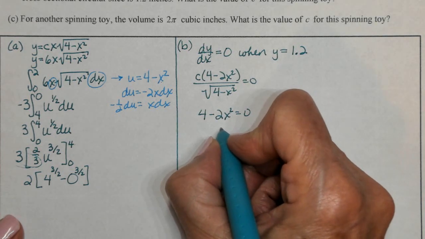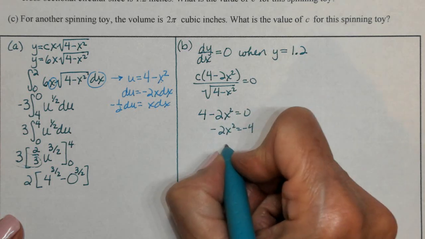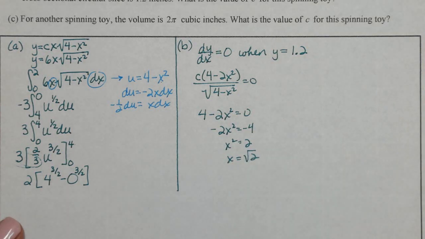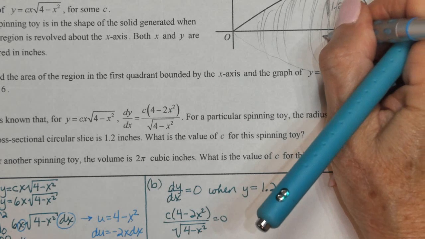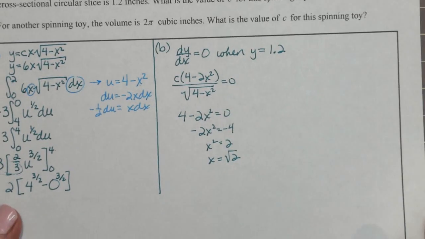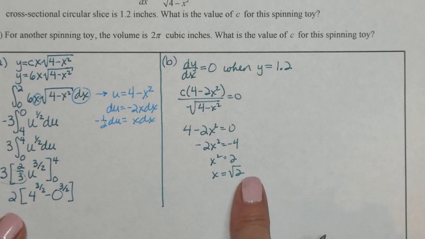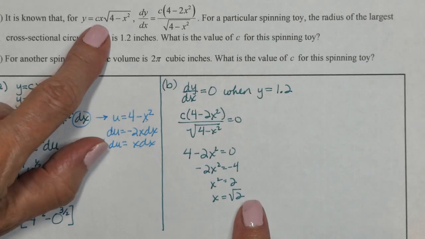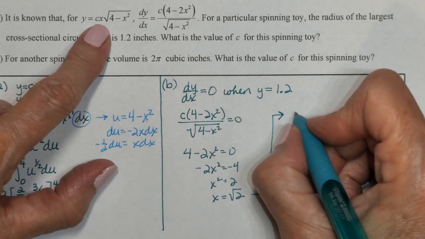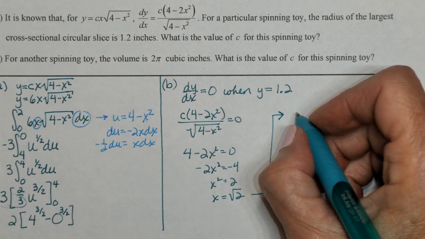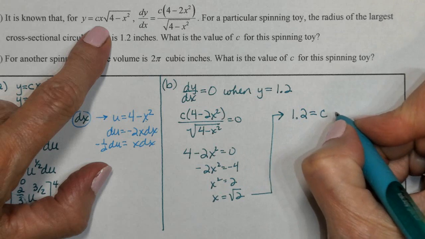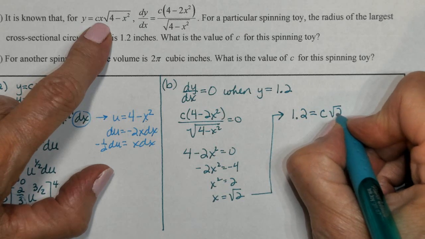So this is when, let's see, negative 2x squared is negative 4, x squared is 2, x is the square root of 2. So now I know that at this spot, x is square root of 2. So now I need to find y. Well, there's my function for y, and I know that y is 1.2. I don't know what c is, but I know what x is.